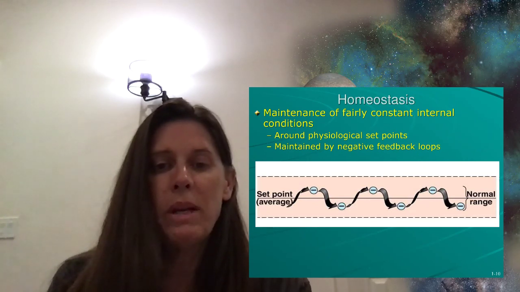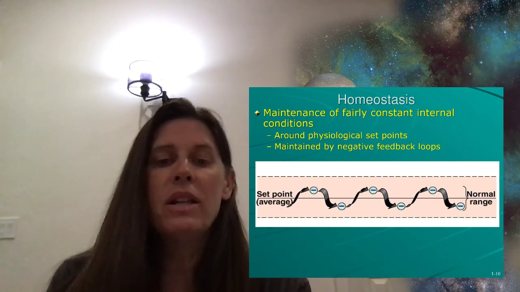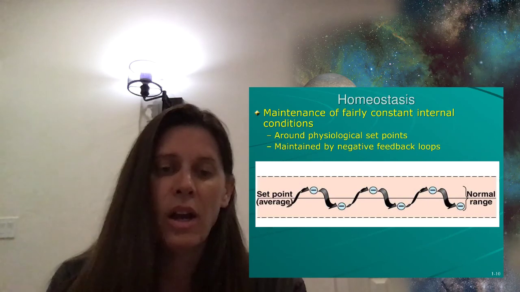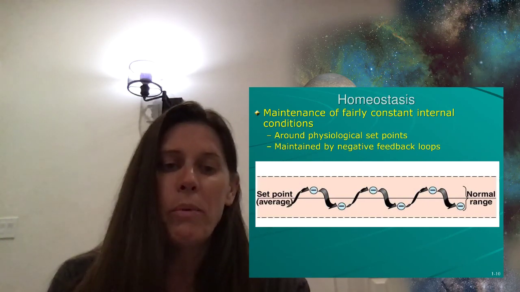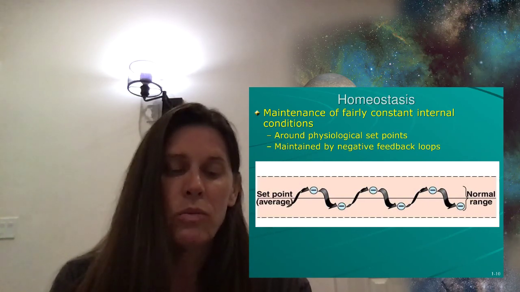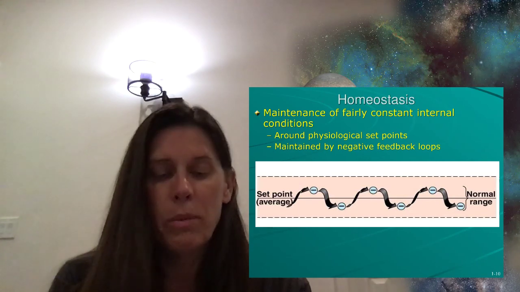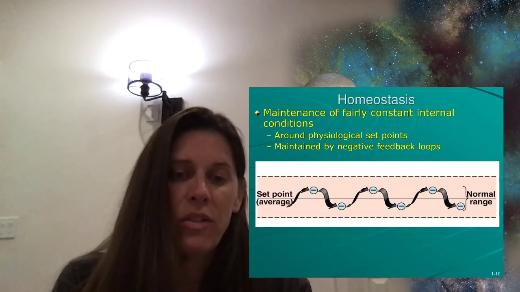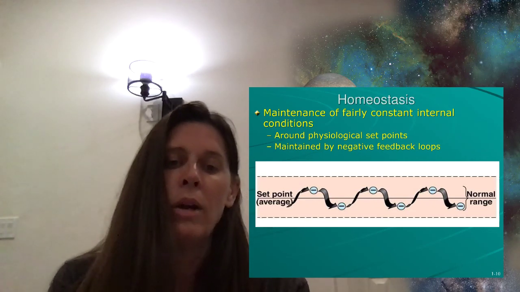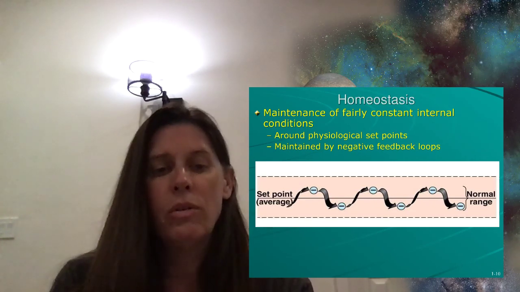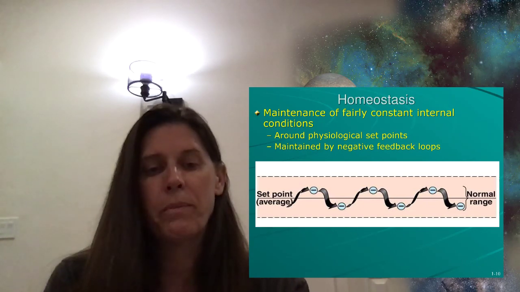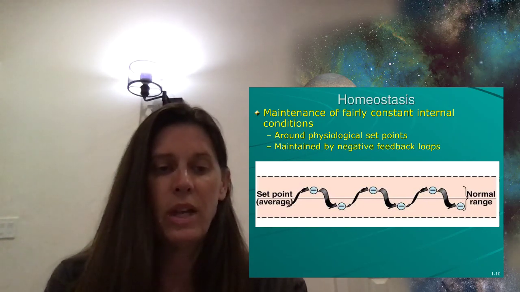Okay, so that's what I mean about maintenance of fairly constant internal conditions. You can have deviations around that set point, but within a normal range. We can actually tolerate lower temperatures than we can tolerate higher temperatures. So to be more accurate, this could even come down a little bit more, but we can't tolerate too many high temperatures. And again, that's mainly because the enzymes can denature.